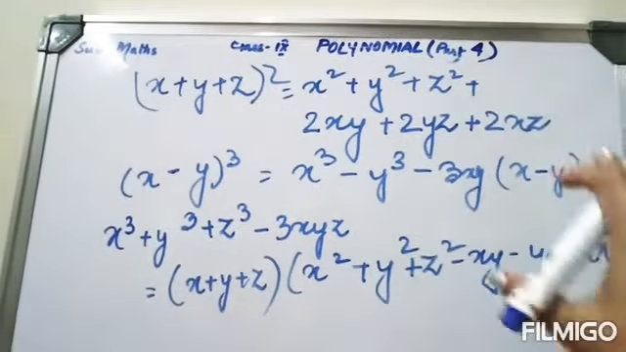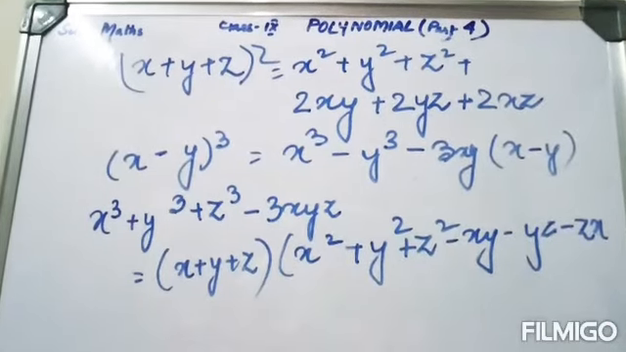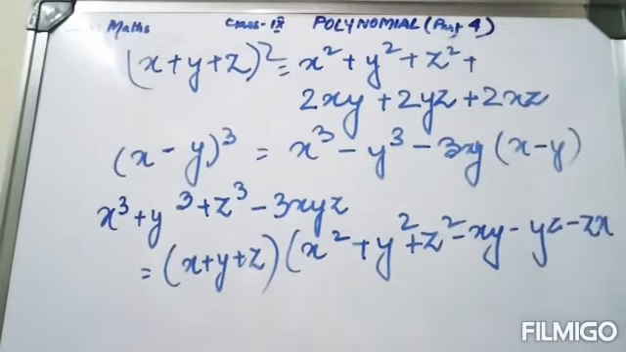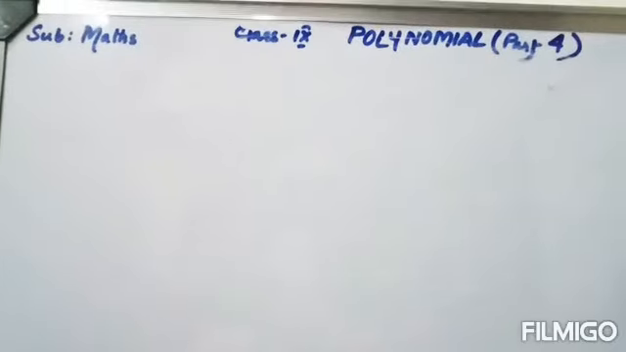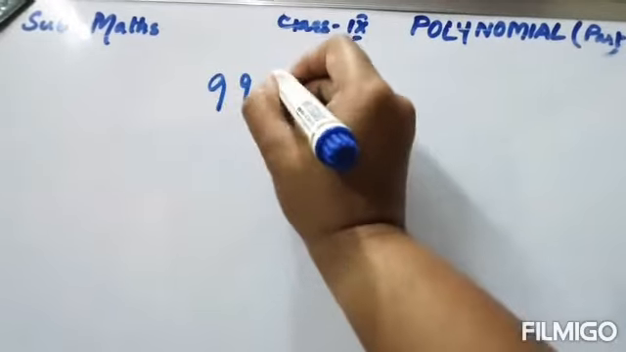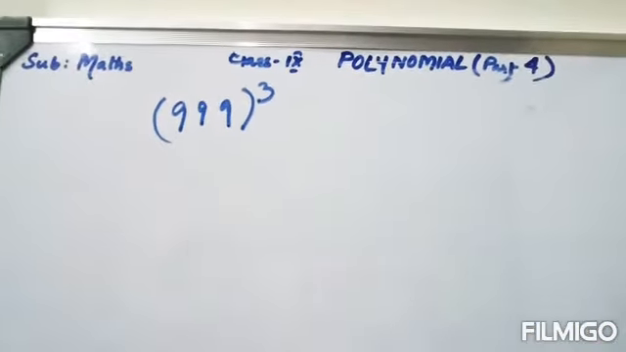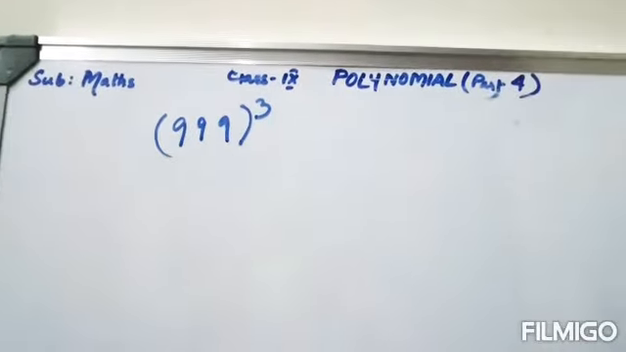Using these identities we'll apply them to polynomials and try to solve them. Now suppose we are given one number as 999 and we need to find the cube of it, which means 999 will be multiplied 3 times.